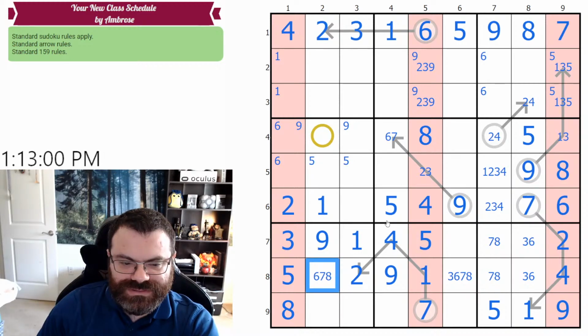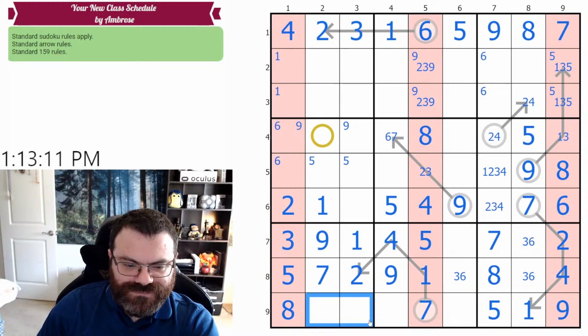This is not 3. Or 8. 7 in the box must go here now. That's 8 and 7. This is not 7 or 8. 1, 2, 3. We need 4 and 6 here.